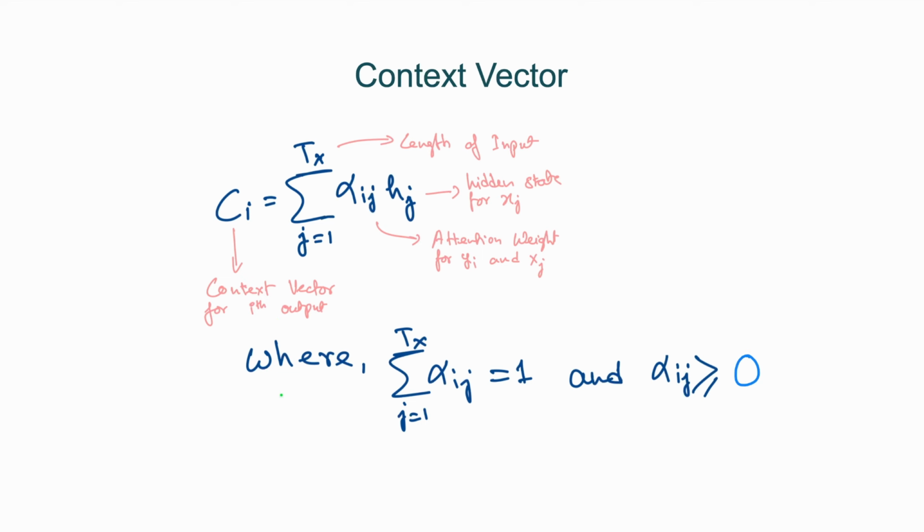There are some constraints. The first constraint is that the summation of alpha ij from j equals 1 to Tx is equal to 1. Basically, this is normalized, where the summation is going to be equal to 1, and alpha ij is greater than or equal to 0. It's not going to be negative. So that means it's kind of a probability.